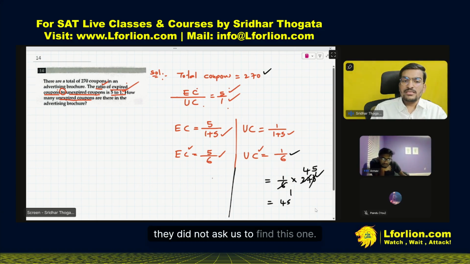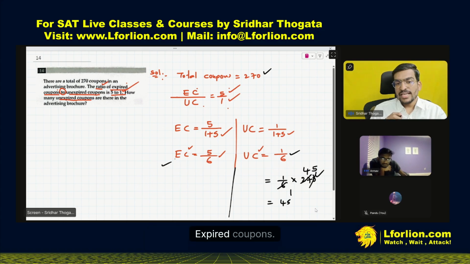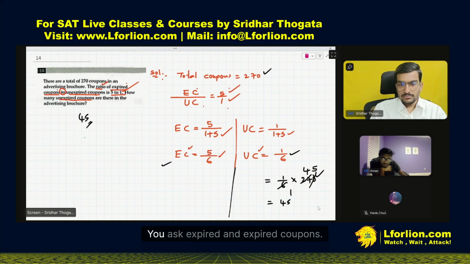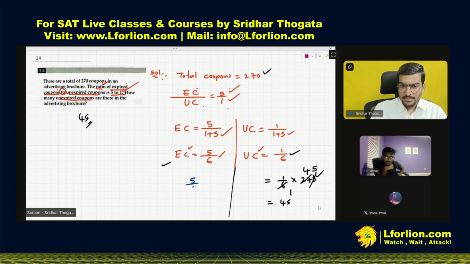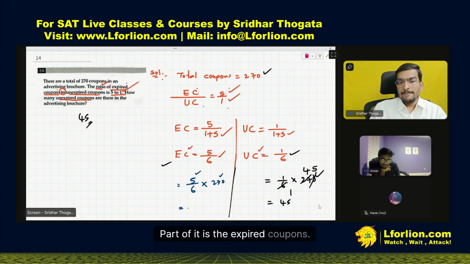They did not ask us to find this one, the expired coupons. They asked for unexpired coupons, which is 45. If they ask for expired coupons, what do you do? That is the remaining part: 5 by 6 of 270. In total, 270, and 5/6 part of it is the expired coupons. So same thing, 6 times 1, 6 times 45. 45 into 5 is how much? 225 you get. Got it?